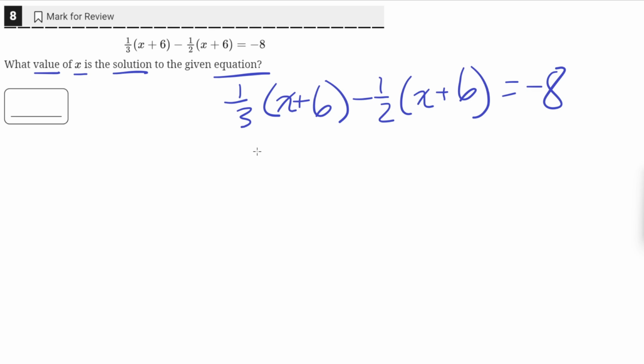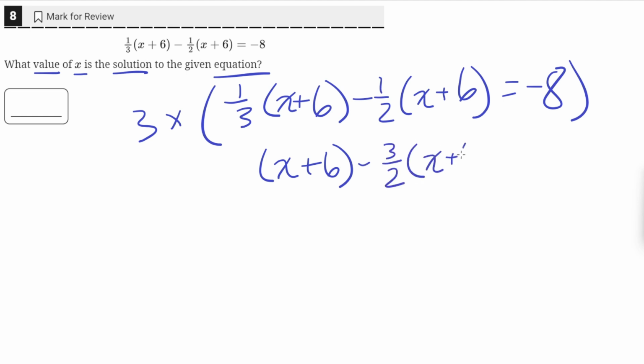So what we can do is multiply both sides of the equation by 3. This way we can get rid of this 1/3 here. So if we multiply everything by 3, 3 times 1/3 just cancels out to 1. So we'll just have 1 times (x + 6). But since it's a coefficient of 1 being multiplied with this quantity, we just leave it blank. And then 3 times -1/2 is -3/2 times (x + 6) equals, and then 3 times -8 is -24.